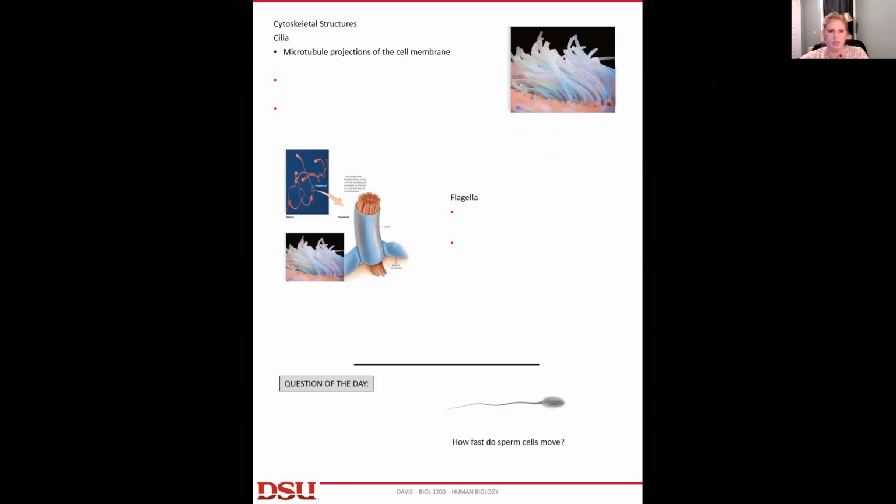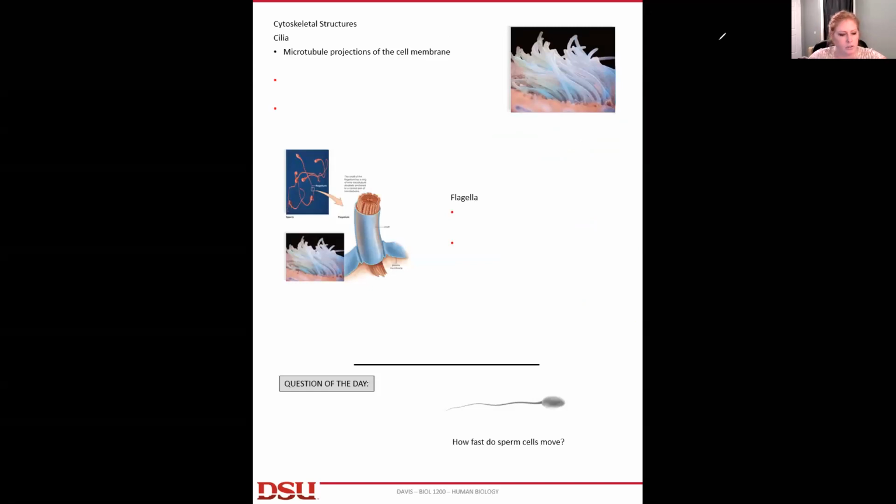Cytoskeletal structures. We'll talk about cilia and flagella. So cilia and flagella are other specialized microtubules that can allow for cell movement. Cilia actually comes from the Latin word for eyelashes, which kind of looks like, right? They move in kind of this back and forth motion.